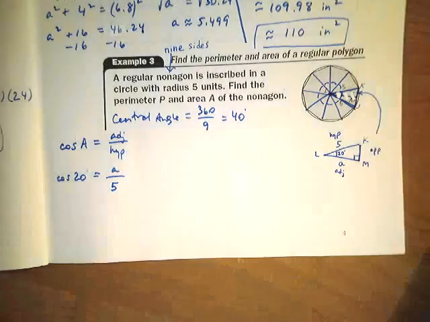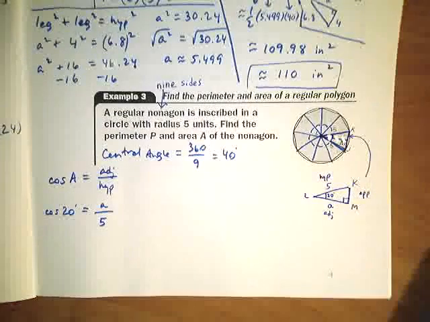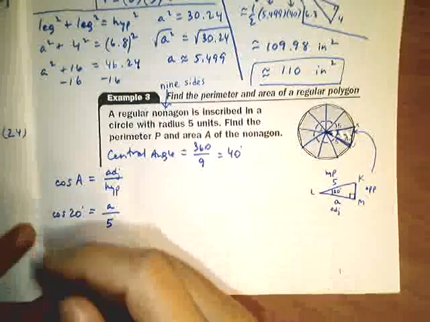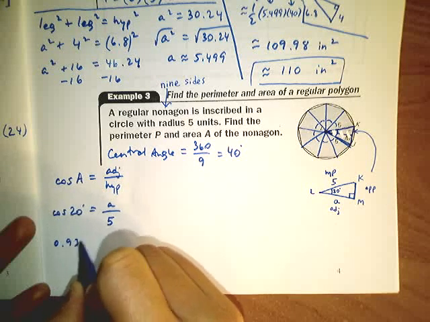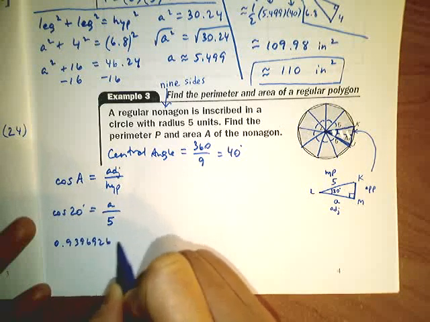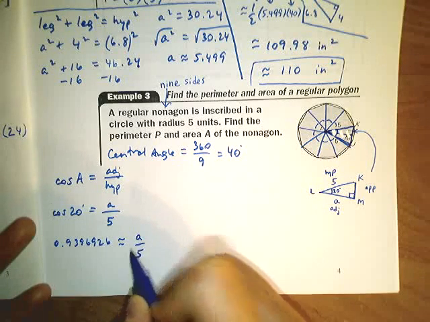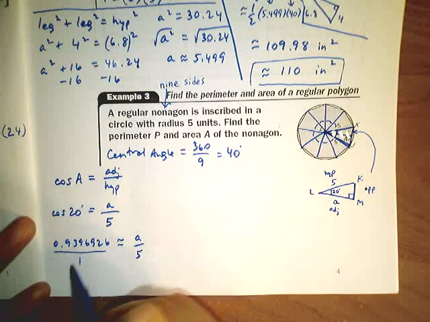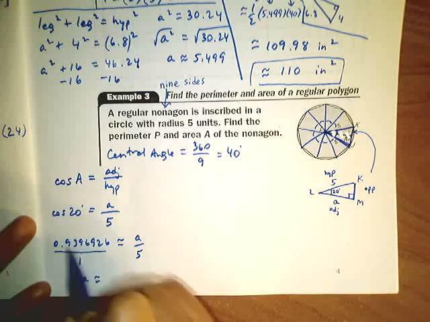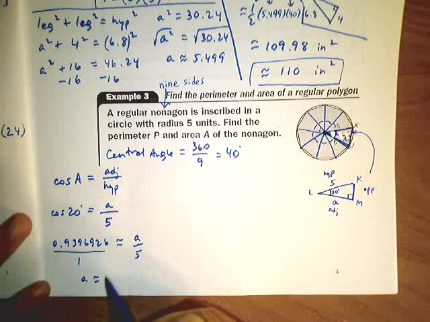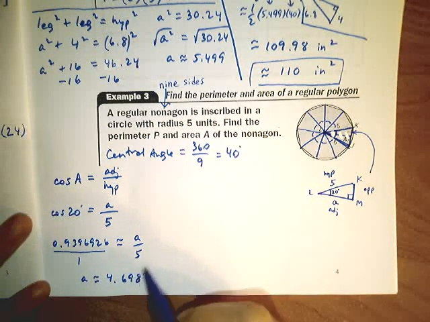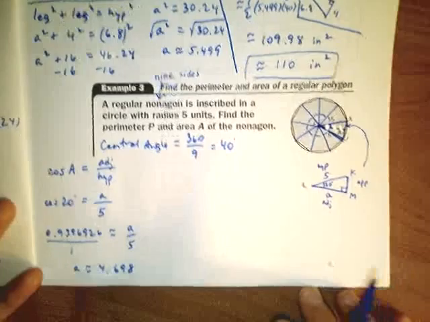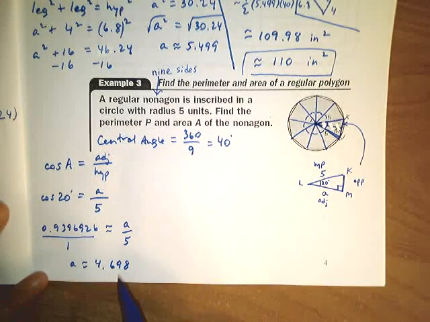So if I take my calculator and I find the cosine of 20 degrees, I get about 0.9396926. And then if I just multiply both sides by 5, or you can cross multiply, 1 times a is a, 5 times this value would give you an apothem of approximately 4.698 units long. They don't give me a specific unit, but just units.